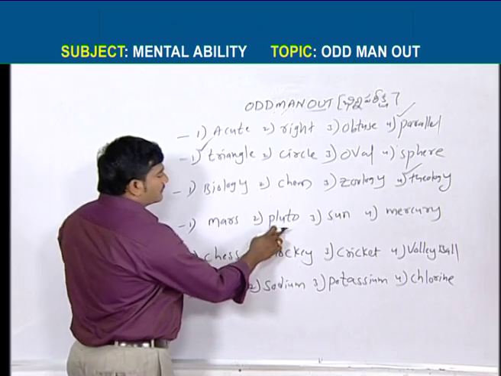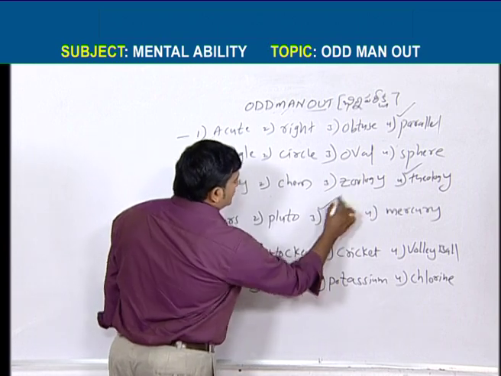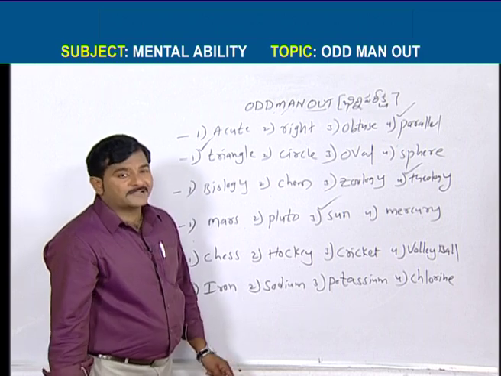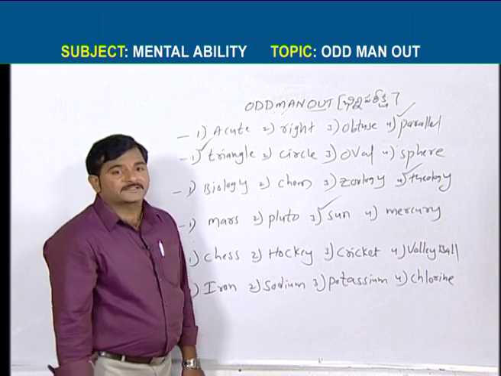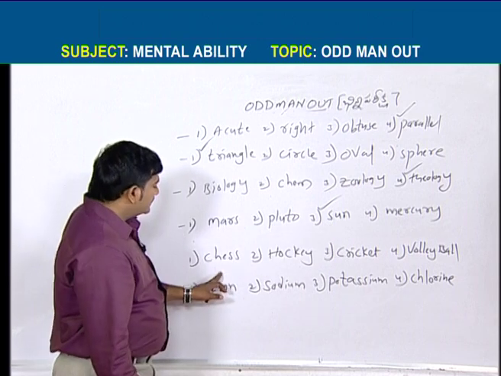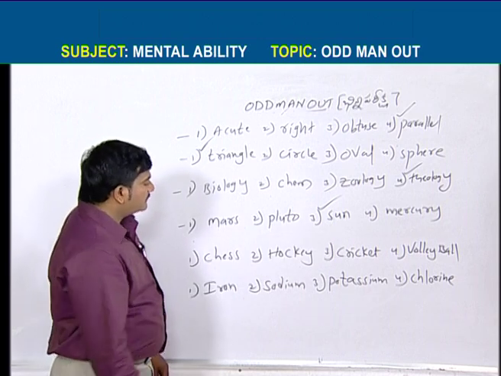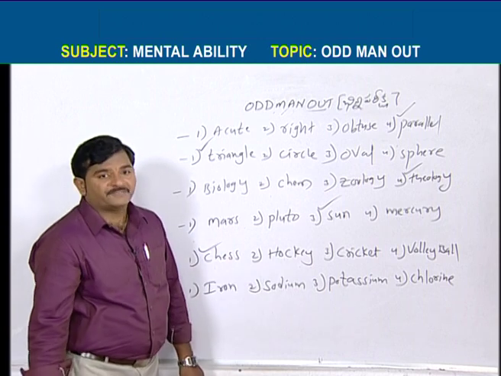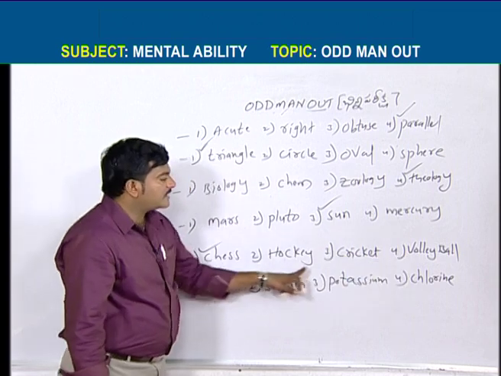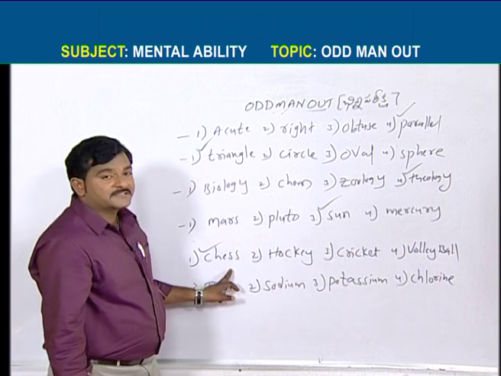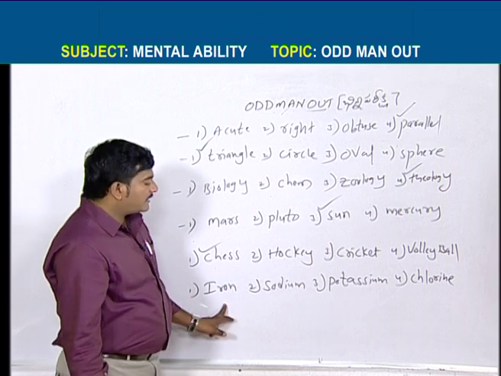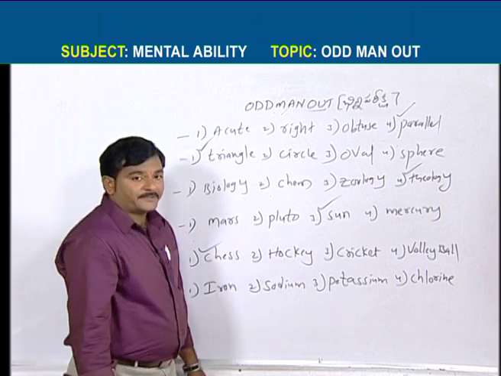Similarly, Mars, Pluto, Sun, Mercury. It is very simple. No explanation is required. The answer is Sun. It is a star, whereas the remaining are planets. This is the only star, not a planet. Like that, chess, hockey, cricket, volleyball. The answer is chess. Why? Hockey, cricket, volleyball, these three are outdoor games, whereas chess is an indoor game.